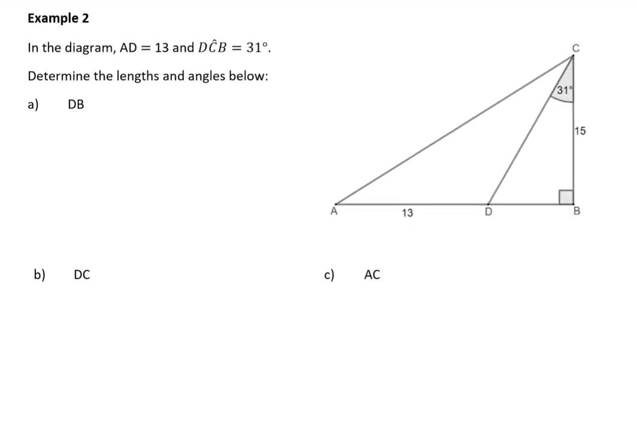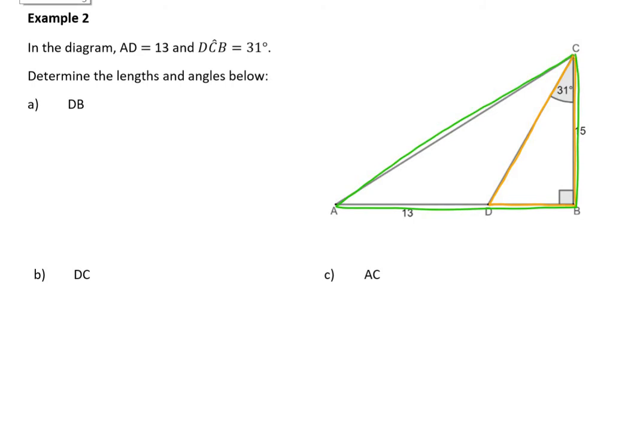Next example says in the diagram below, AD is 13, you've got DCB, which is 31, and we need to determine a whole bunch of lengths. Now the first thing I would do is I would highlight my right angle triangles, because so far I can only do trig in right angle triangles. So triangle DBC is right angled, and then the big triangle of CAB is right angled. So there's 2 different triangles that I could work in here.